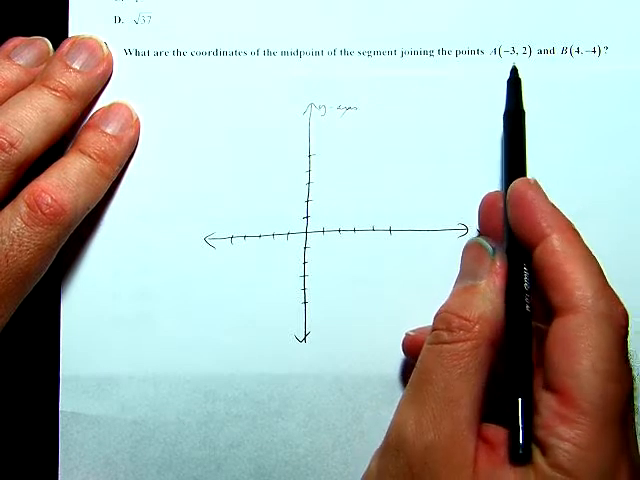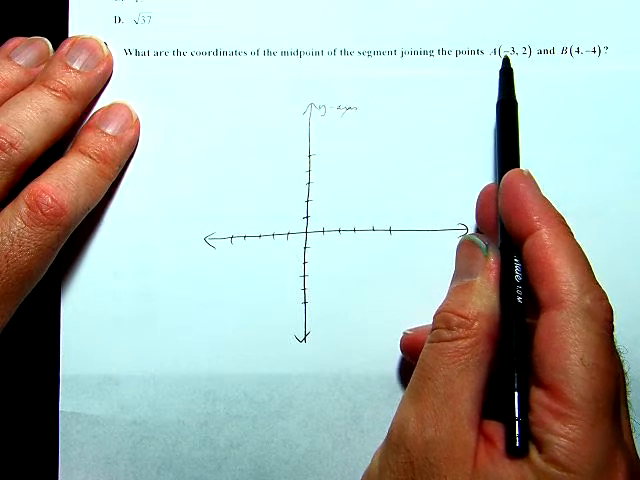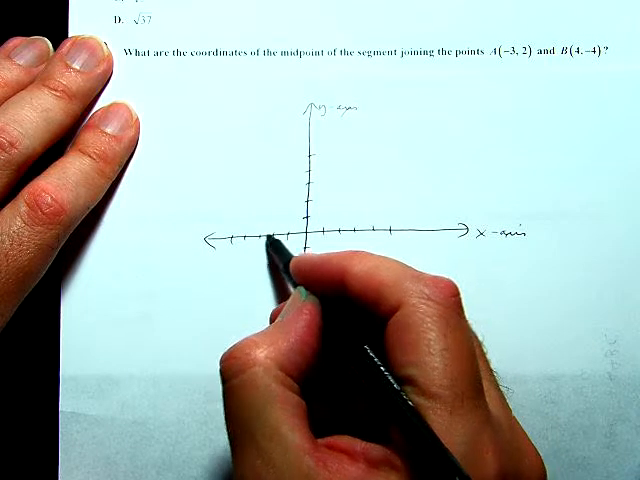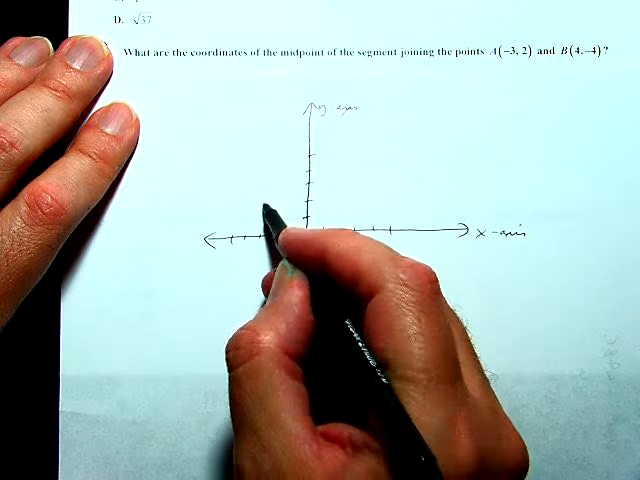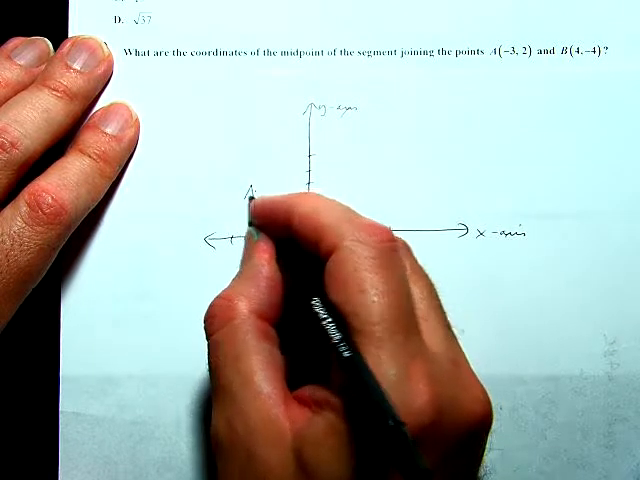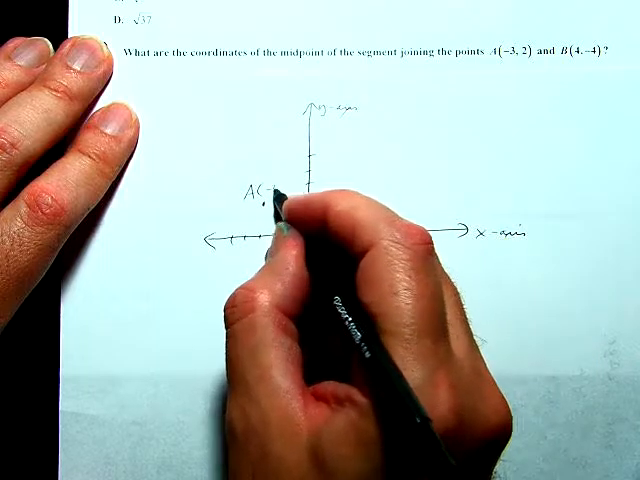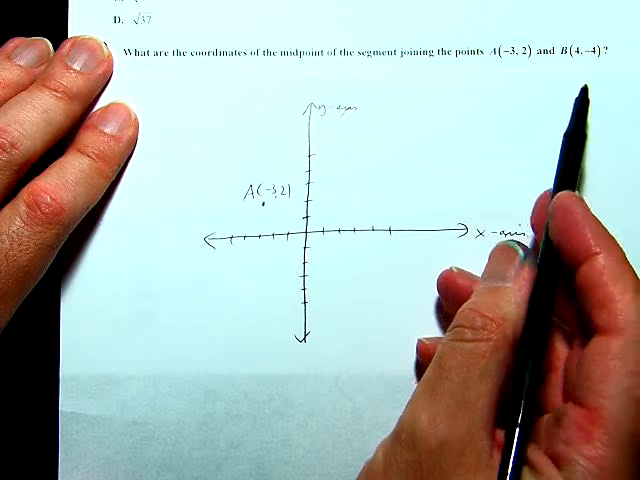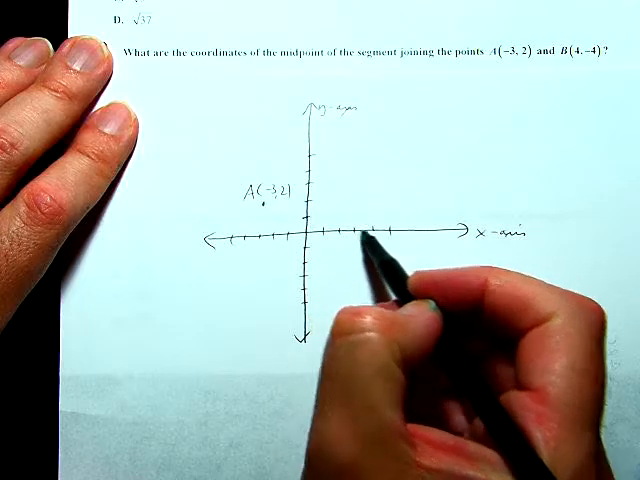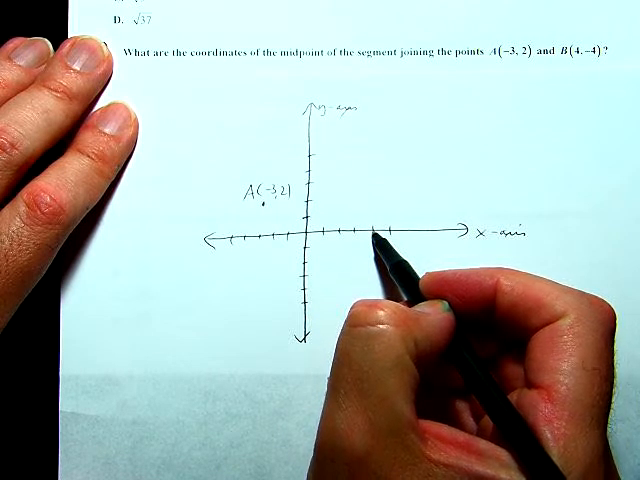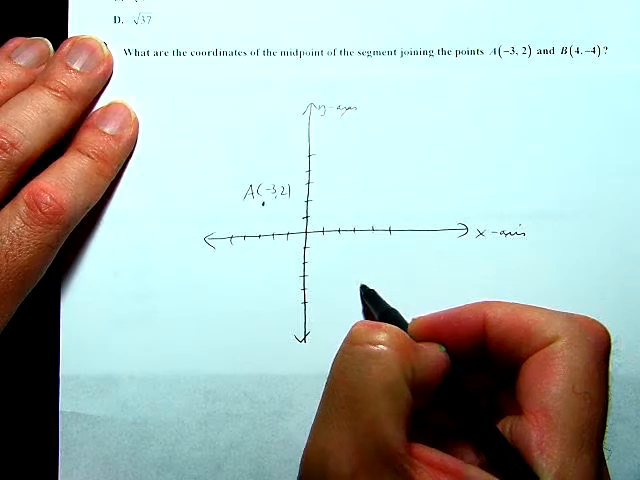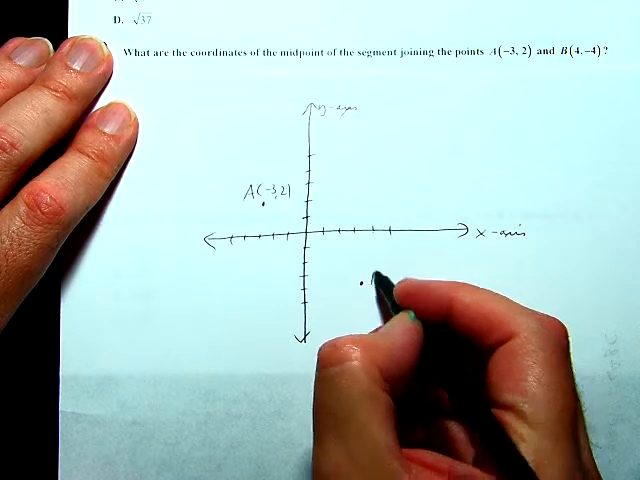So A is -3 on the x-axis and then +2 on the y. So let's do 1, 2, 3, 1, 2. So A would be about there. A is about -3, 2. B is 4 on the x-axis, 1, 2, 3, 4. And then a -4 on the y, 1, 2, 3, 4. We're talking about over here. Okay, so that's about where B is.